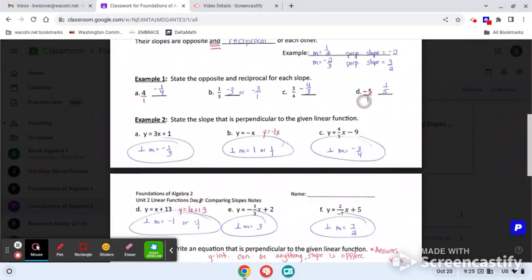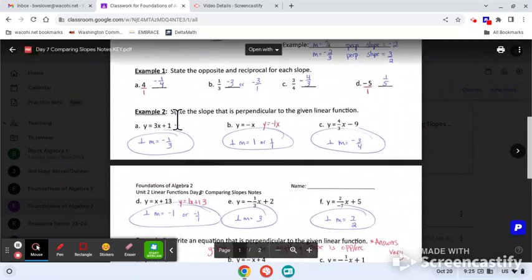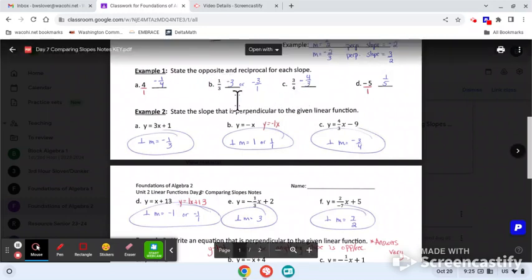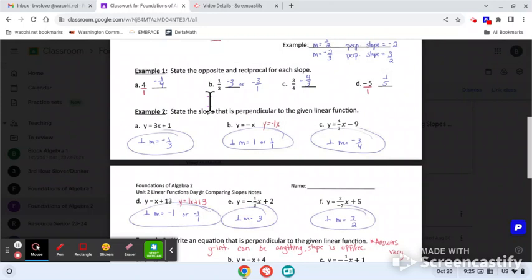So we're going to get into some practice. The first example: state the opposite and reciprocal for each slope. My slope is 4 over 1, which now becomes negative 1 over 4. My slope is 1/3, which now becomes negative 3, or negative 3 over 1. And likewise with C and D that you can try on your own.